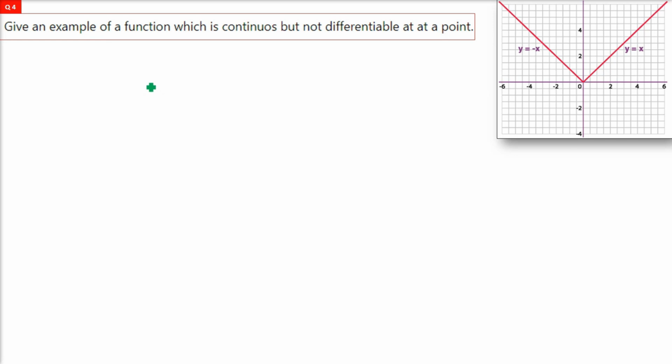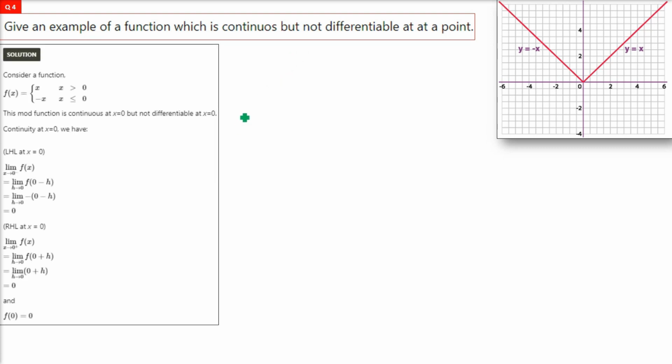Give an example of a function which is continuous but not differentiable at a point. This is just what we have seen, and we'll prove it just now. Continuity and differentiability you can prove easily. So we have done this question all through. So y equals modulus x you can have.